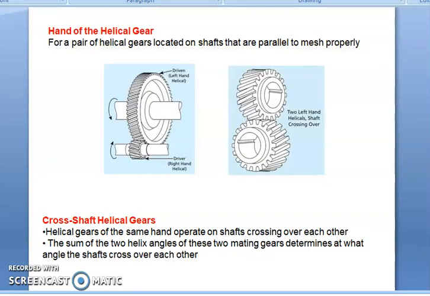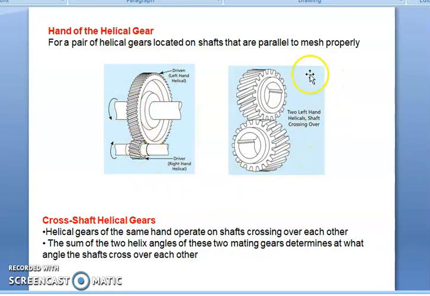Then, based on the hands of the teeth, the helical teeth are cut on the helical gear. For a pair of helical gears located on parallel shafts to mesh properly, in the parallel shaft gear, in both driven and driver, for the driven member, left hand helical teeth are cut on the gear, whereas in the driver or the pinion gear, right hand helical teeth are cut.